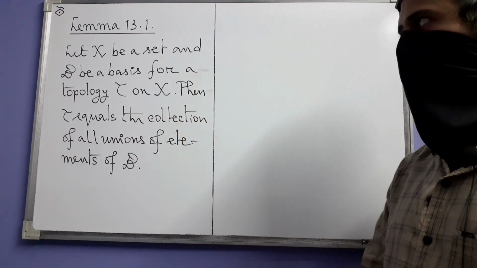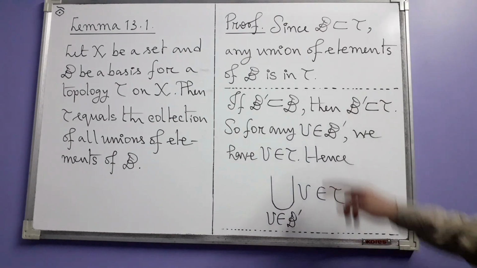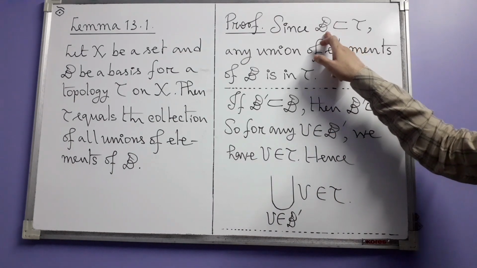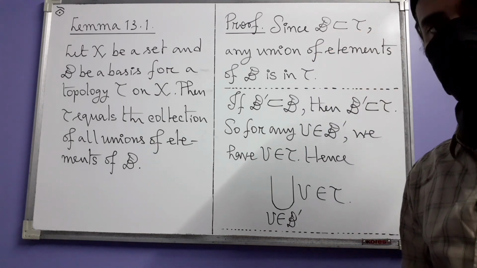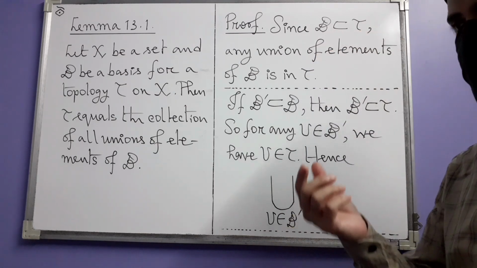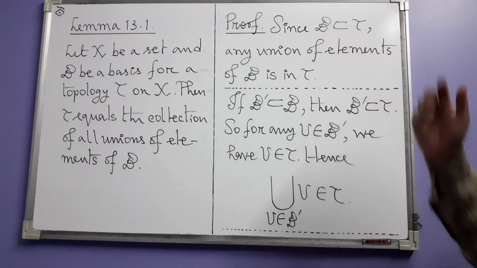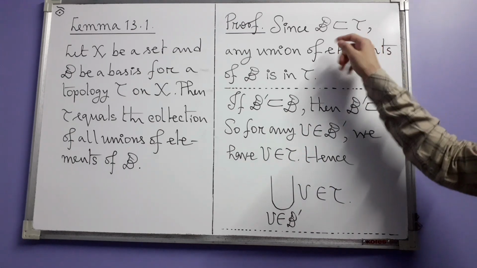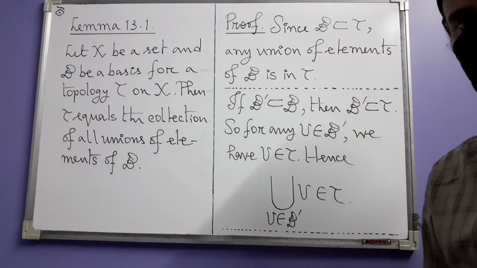So let's prove this. So the proof starts like this. In the beginning itself we notice that the basis itself is a subcollection of tau. We already know that the basis elements themselves are also open sets, so they are in tau. And because of this, any union of elements of B is in tau.